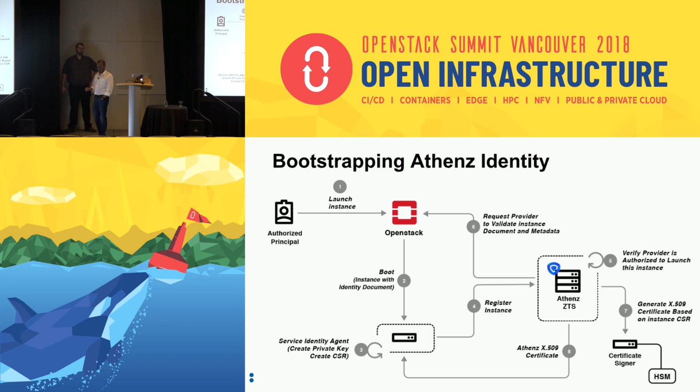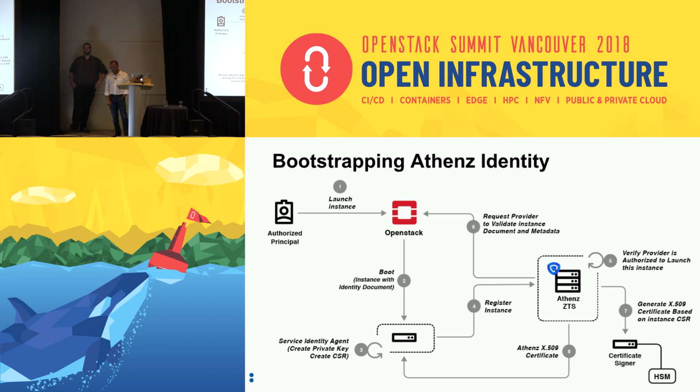on that particular domain. So when OpenStack receives that, we extended OpenStack to generate an identity document. If you're familiar with AWS, it's something like an instance document. So OpenStack generates an identity document and signs it with its own private key. Then it boots the instance, places that identity document, and also installs one of the Athenz clients called Service Identity Agent, and invokes the Service Identity Agent.